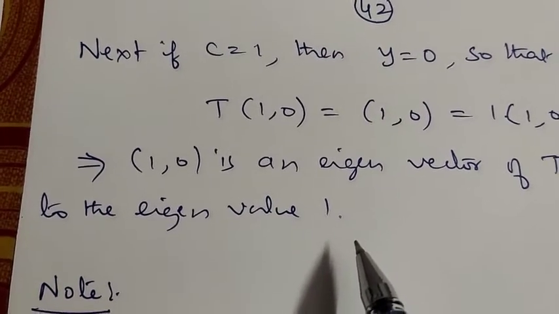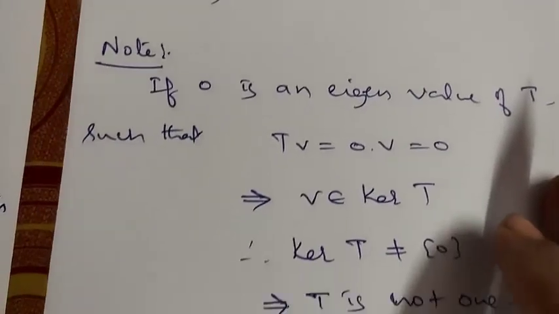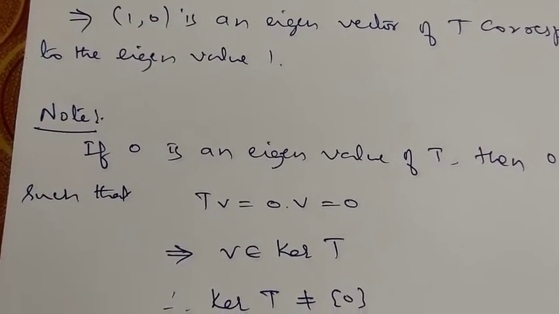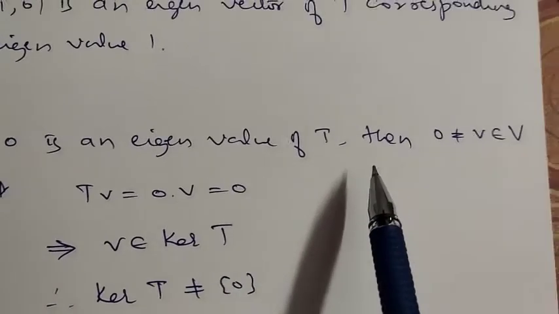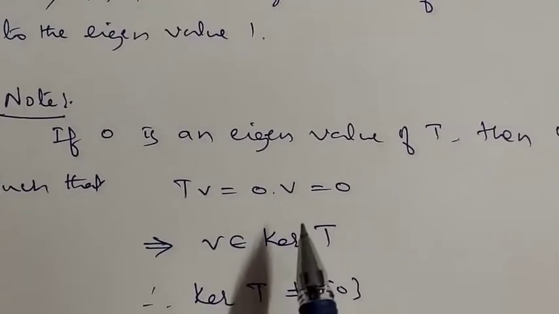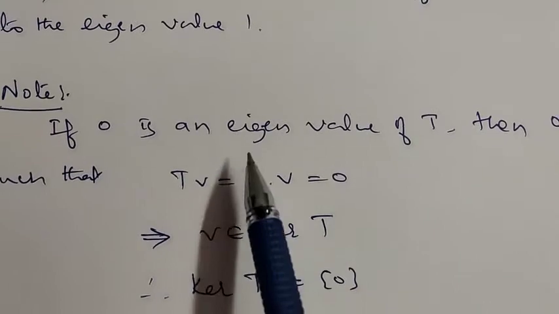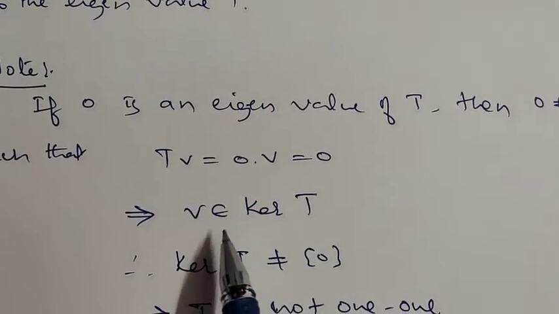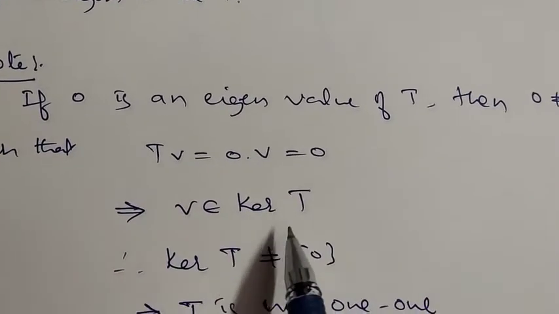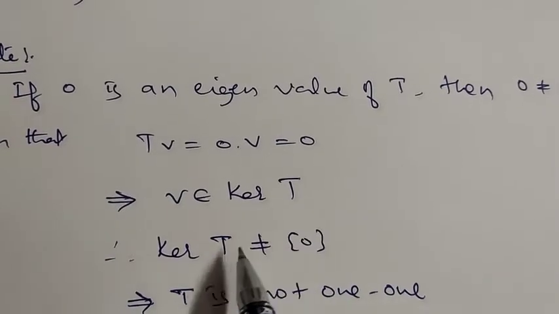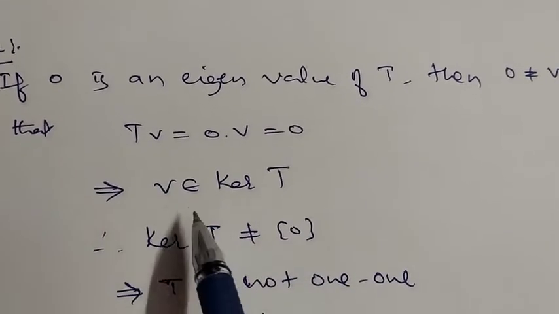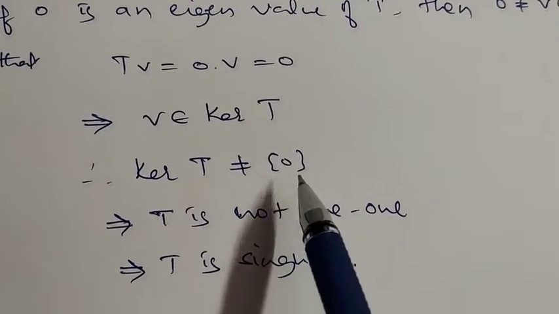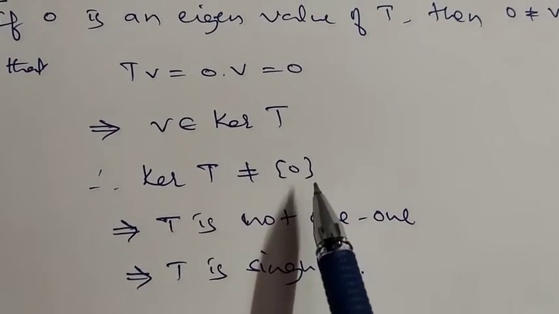So, in this problem, we have calculated how the eigenvalue and eigenvector look for a linear transformation T from R2 to R2. Now, note that if 0 is an eigenvalue of T, then there is a non-zero vector v in V such that T of v is equal to 0 times v, by the definition of an eigenvalue. But 0 times v is 0. This implies that v belongs to the kernel of T. Kernel of T is not equal to {0}, because a non-zero vector v belongs to the kernel, so the kernel cannot contain only the 0 vector.